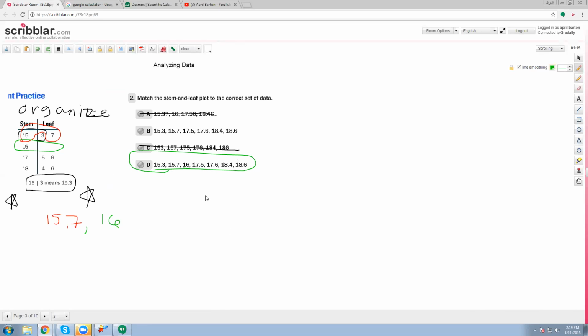So any questions about stem and leaf plot? There's not a whole lot to them, it's just knowing what the system means. So not seeing anything, I think we're probably good to go. Okay, thank you.